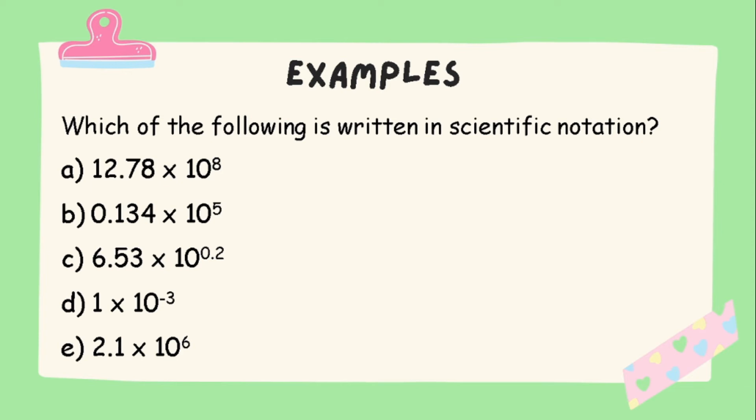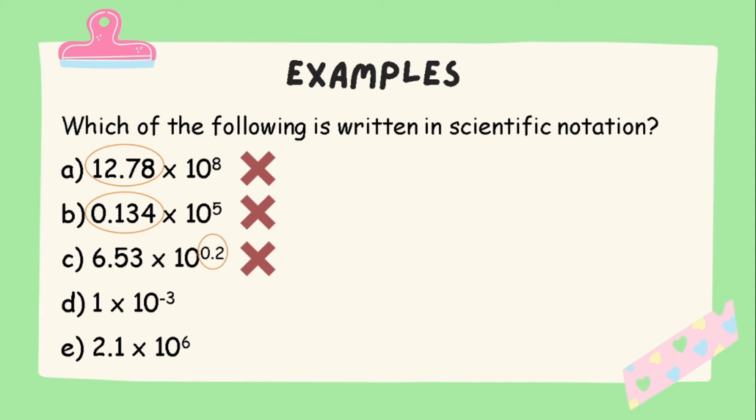Letter A, 12.78 times 10 raised to 8 is not in scientific notation because the decimal number 12.78 is greater than 10. Letter B, 0.134 times 10 raised to 5 is not in scientific notation because the decimal number 0.134 is less than 1. Letter C, 6.53 times 10 raised to 0.2 is not in scientific notation also, although the decimal number 6.53 satisfies the first condition, the exponent 0.2 is not an integer.